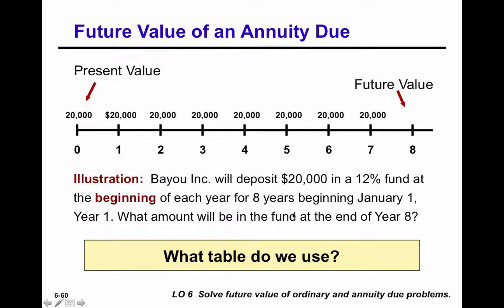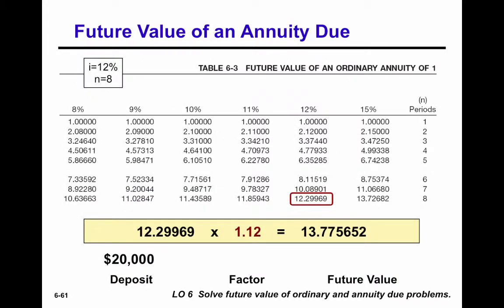Here's an example that involves an annuity due. We've got a deposit of $20,000 at the beginning of each year for 8 years with an annual interest rate of 12%. And the question is, what will be the future value of those deposits? Here again, we will use the future value of an ordinary annuity table and then either look one additional period and subtract 1 or multiply the factor for the 8-period annuity by the 1 plus the interest rate.